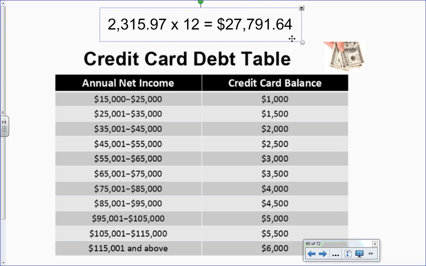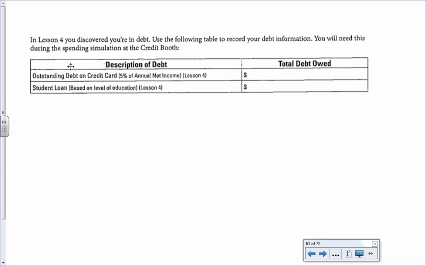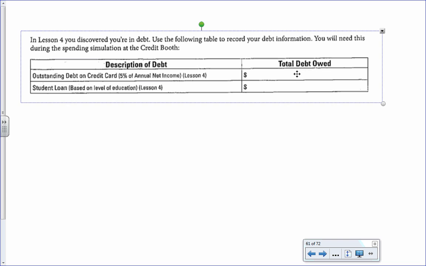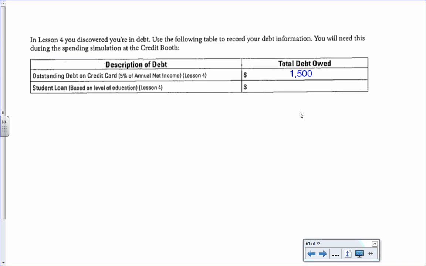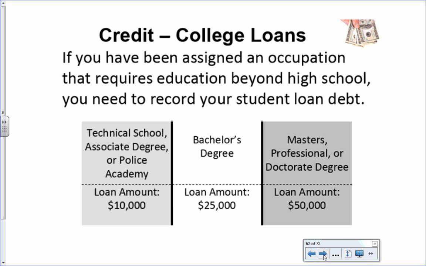Then I look at my annual income and see where that fits. So for me, I'm right about here. Okay, so my credit card balance is about $1,500 based on how much I make. So I'm going to take that, and on the back of my white sheet, I'm going to fill in the $1,500. The next thing I have to do is fill in my student loans.